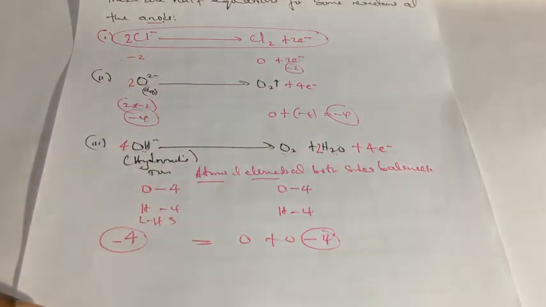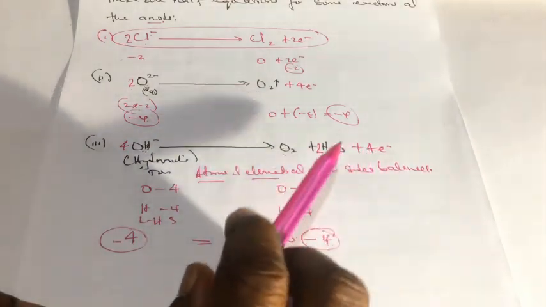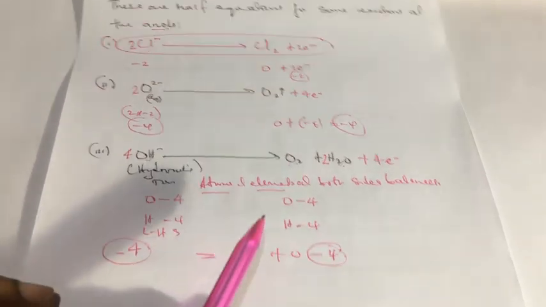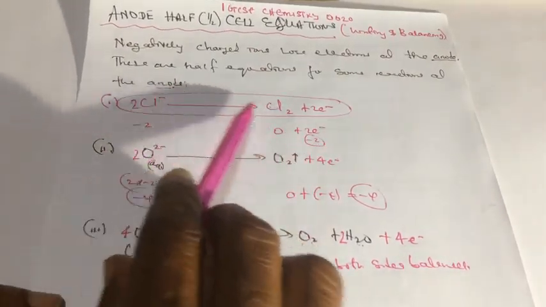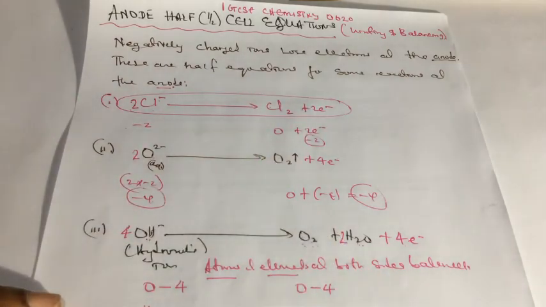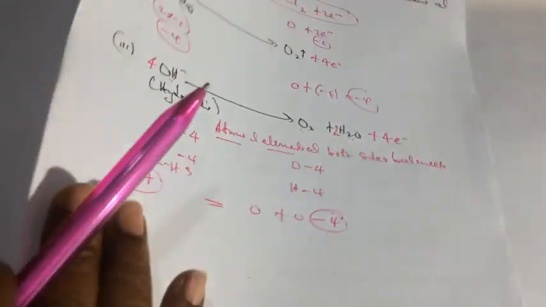So this one is observed, right? And you have 4 electrons given to the anode. Here you have also 4 electrons. For chloride ion, 2 electrons are given up to the anode.